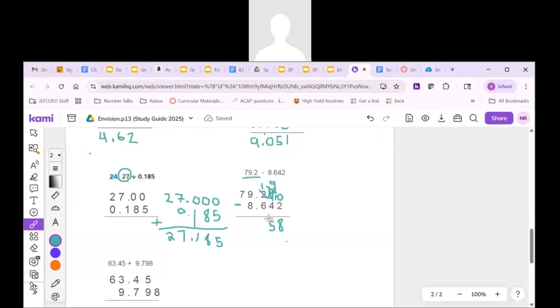1 minus 6. If I have 1 Oreo, I can't eat 6. So I'm going to go to the place next door to regroup. Okay, so take 1. Take 1. That means the 9 goes down by 1. Take 1, put 10. So if I put a 10 with a 1 that was already there, that is 11. Now I have 11 minus 6. 5. Bring down the decimal.